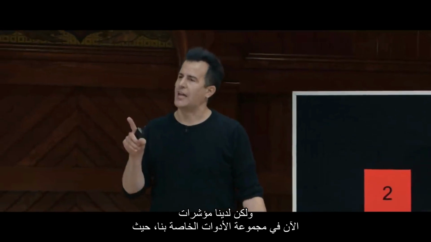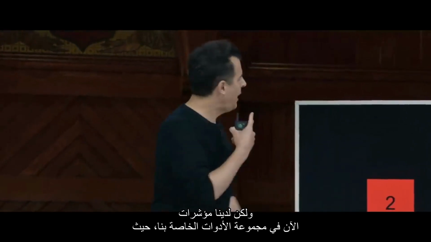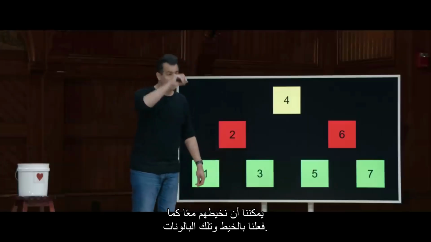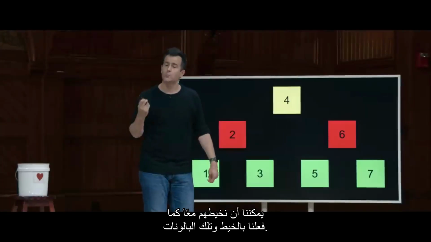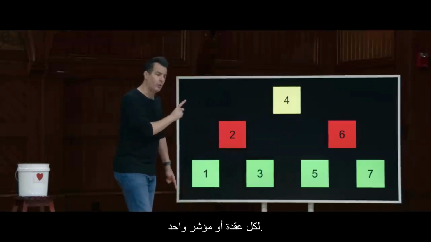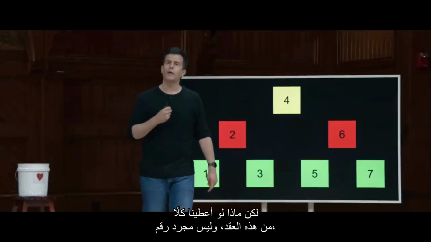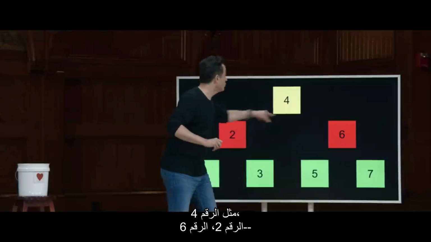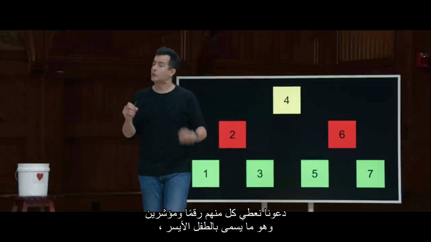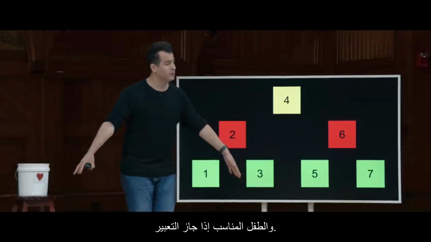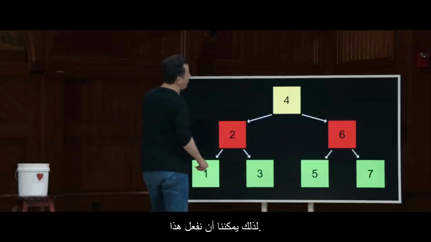But we do have pointers now in our toolkit, whereby even if these numbers are anywhere in the computer's memory, we can kind of stitch them together like we did with string and those balloons. Now, it's not sufficient just to have one piece of string for each node, or one pointer. What if we give each of these nodes not just a number, like the number 4, the number 2, the number 6, but a number and 2 pointers, a so-called left child and a right child, so to speak. So we could do this.